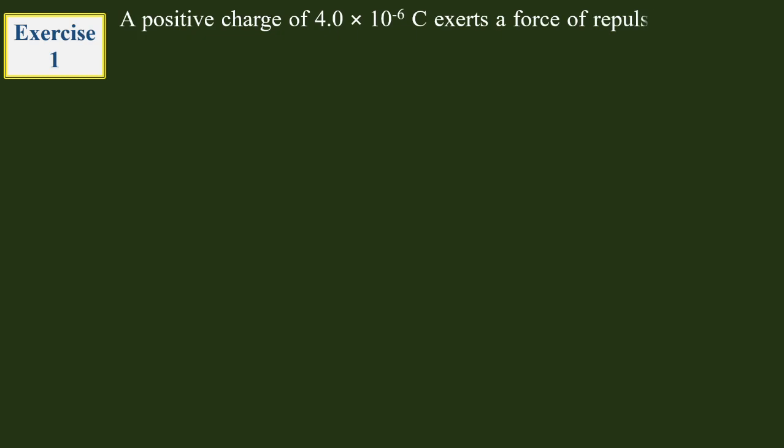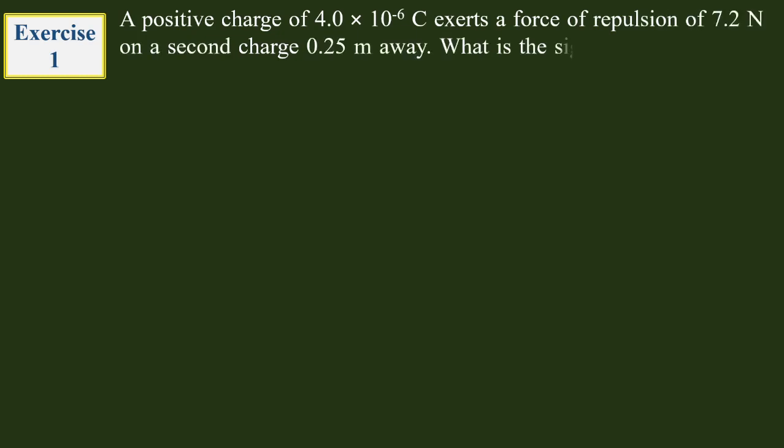A positive charge of 4.0 into 10 to the power minus 6 coulomb exerts a force of repulsion of 7.2 newton on a second charge, 0.25 meter away. What is the sign and the magnitude of the second charge?